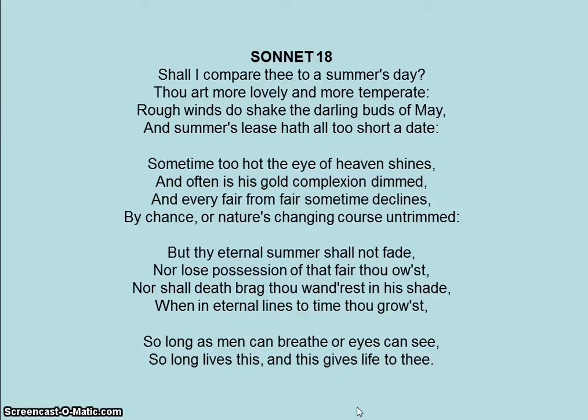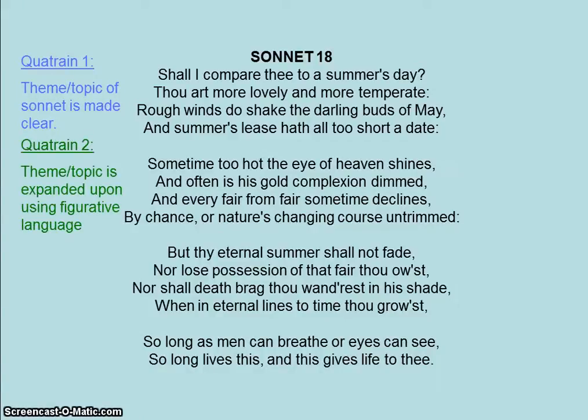Okay, so now we're going to look at what is contained in each quatrain. There's a specific purpose for each quatrain and for the couplet. So quatrain 1, the theme or the topic of the sonnet is made clear. So in quatrain 1 we can tell that this sonnet is going to be about comparing a woman to a summer day. Okay. In quatrain 2 we expand upon the theme or topic of the sonnet using figurative language.